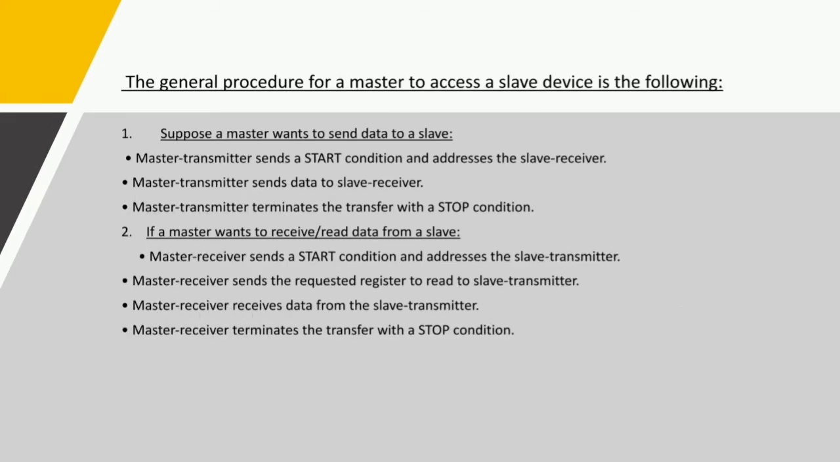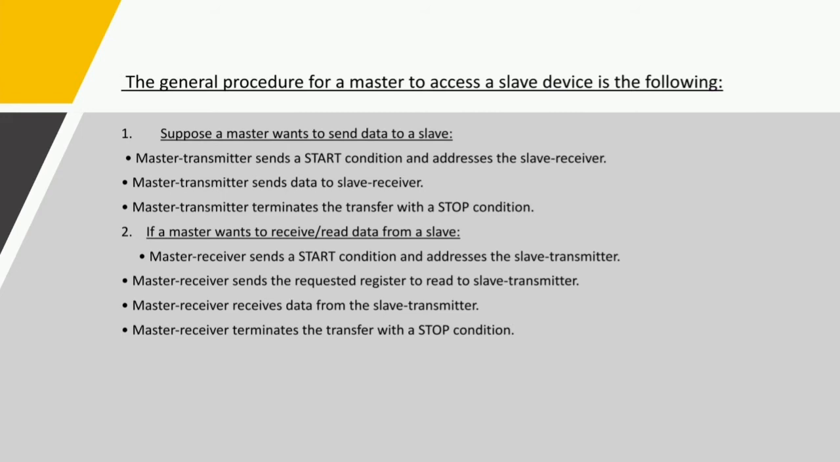Here's a general procedure for a master to access a slave device. Suppose a master wants to send data to a slave. The master transmitter sends a start condition and addresses the slave receiver. Then the master transmitter sends the data to a slave receiver and the master transmitter terminates the transfer with a stop condition.